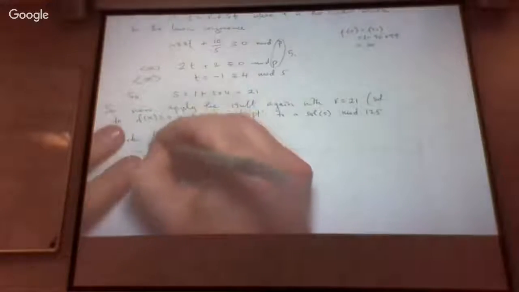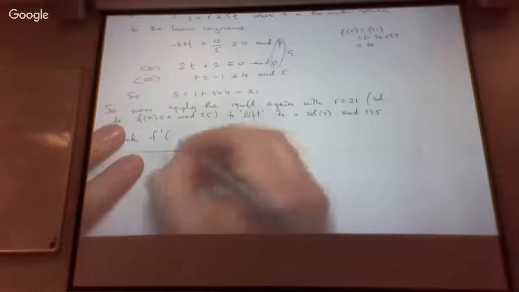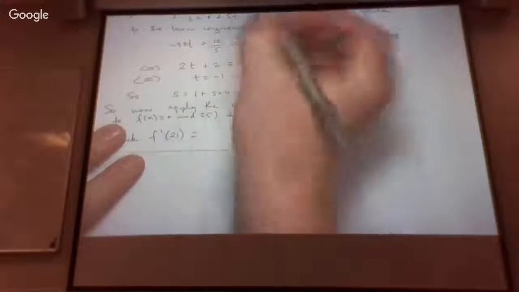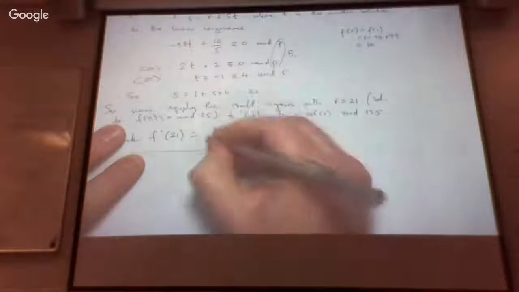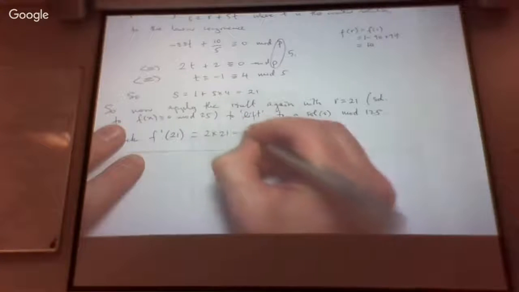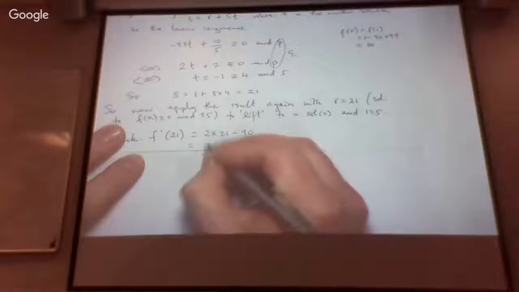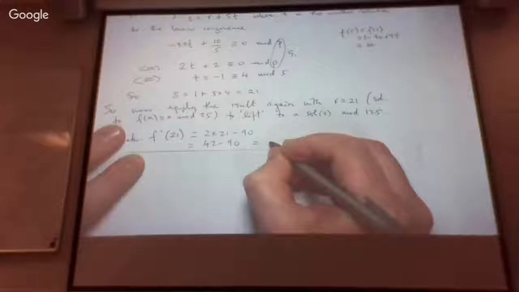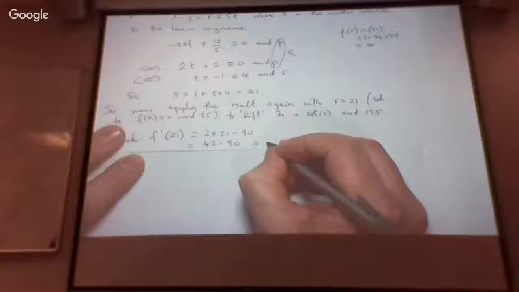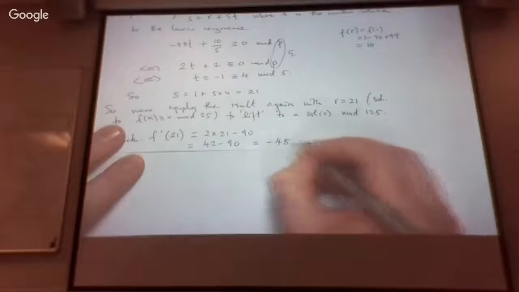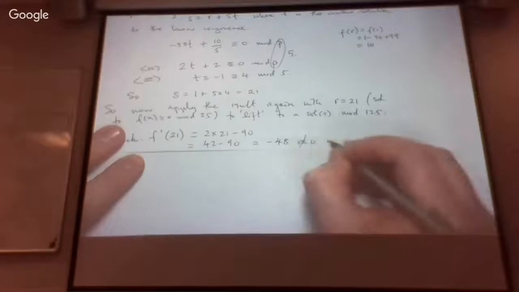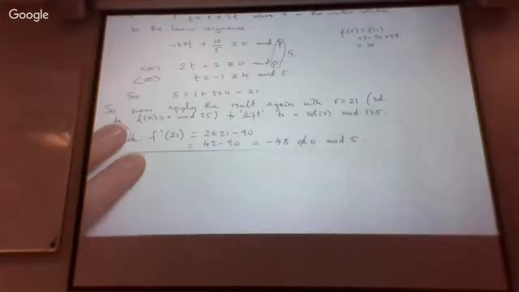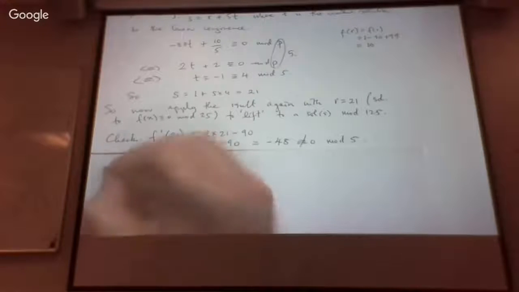So we check f prime evaluated at 21. So f prime is 2x minus 90. So this is going to be 2 times 21 minus 90. What's that? 42 minus 90 is minus 48. Whatever that is, it is certainly non-zero modulo 5. So we're into that top paragraph. So again, the solution is lifted uniquely.